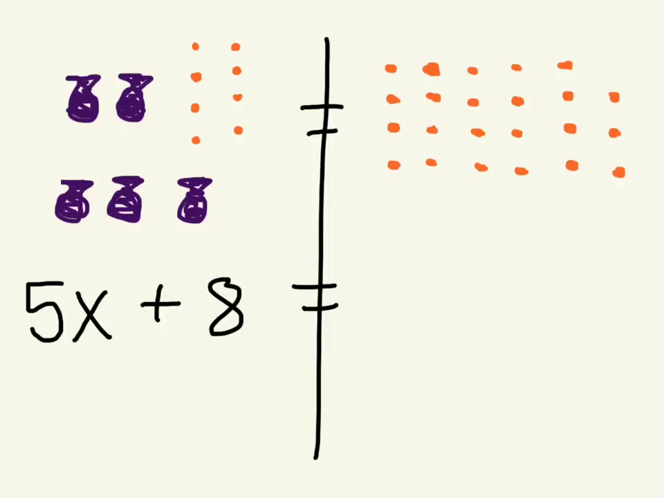On the right side of my equation, I have no pouches, so 0 X's, and I have 23 coins. Back to what we did yesterday, I'm going to start by crossing out my 8 coins on the right.